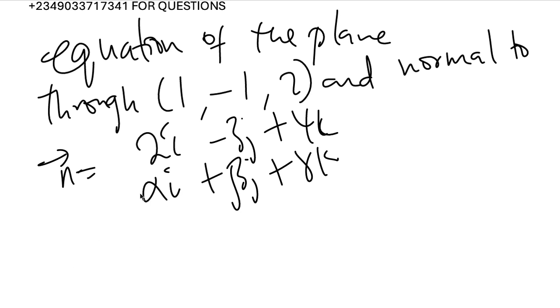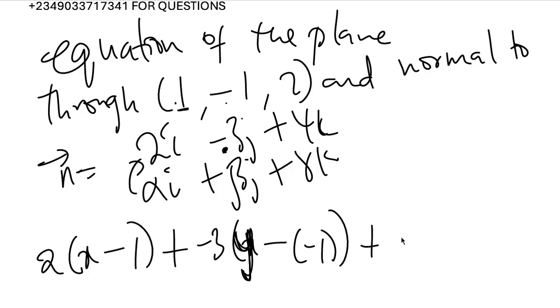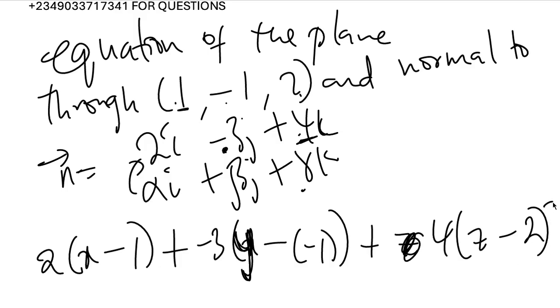So it's simply going to be alpha, which is 2, into x minus x1. In this case, let's call it x1, which is 1. And then plus beta. What is beta here? Minus 3 into y minus, sorry, y, because we are looking at the y components right now. So y minus negative 1, and then plus gamma, the gamma component of the normal vector, that's 4 into z minus, what does this correspond to? 2. And then everything should be equal to 0.